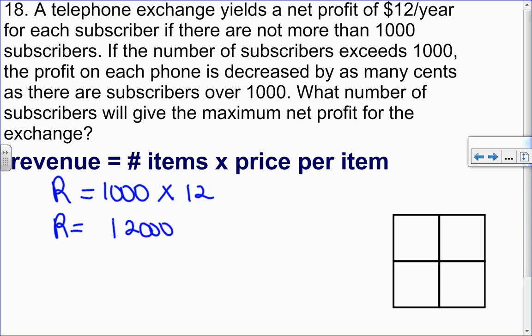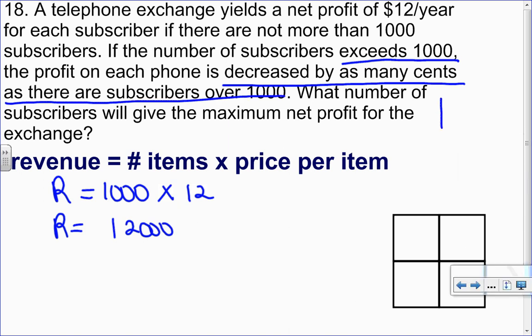But what they find is if the number of subscribers exceeds 1,000, then the profit on each phone is decreased by as many cents as there are subscribers over 1,000. So what that means is as I increase my subscribers, that's the number of items, by multiples of 1x, for every one person, I decrease my profit by 1 cent. For example, if I have 5 new subscribers over 1,000, I decrease the net profit by 5 cents. If I increase by 100 subscribers, I'm going to decrease by 100 multiples of 1 cent, which would be $1.